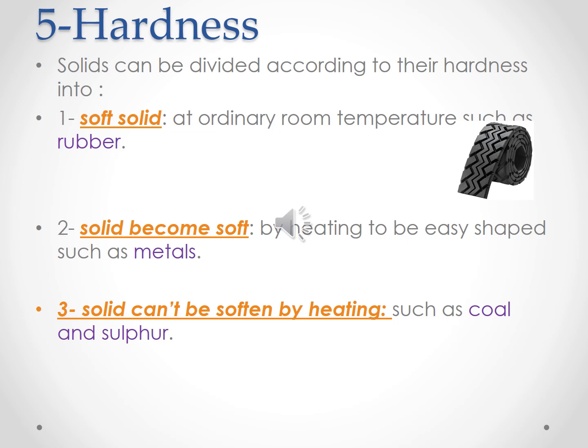And the second one, solid substances that become soft by heating to be easily shaped, like all the metals. All the metals can be softened to be easily shaped. And the third one, solid substances that can't be softened by heating, such as coal and sulfur. If you heat them, they will be broken.